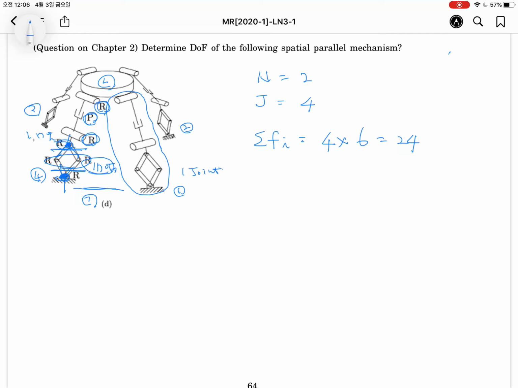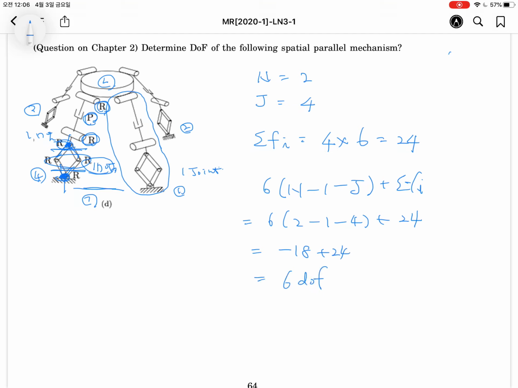Let's apply the Grübler formula using this data. Okay, 6 times (n minus 1 minus j) plus the sum of the degrees of freedom of the joints. So 6 times (2 minus 1 minus 4) plus 24. So we have 6. It has 6 degrees of freedom. If you have any questions, email me including the number of the exercise.